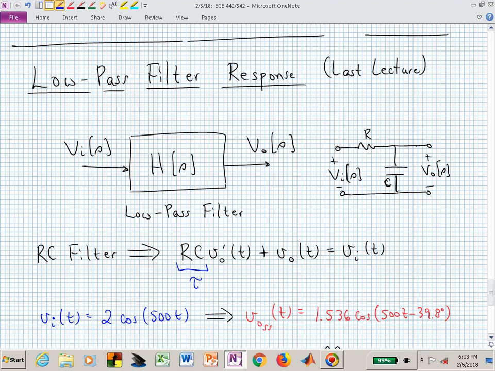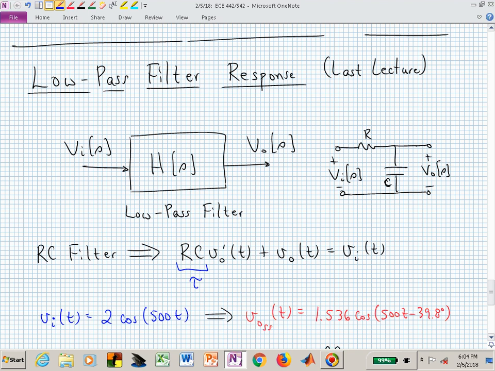At 600, what would we be down? We would be down at 0.707, or we would be at 1.414. We would be 3 dB down at the break frequency. And we're not quite to 600 when we excited at 500. And we had a little bit of a phase shift, a delay between the input and the output of about 40 degrees.